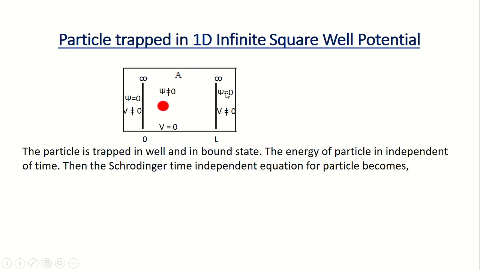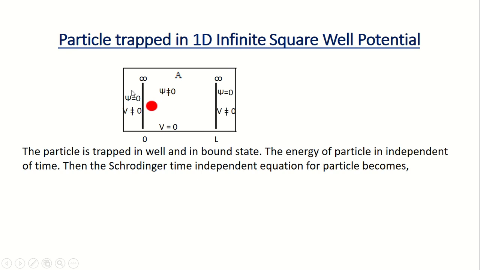Now inside the potential well, the potential is 0, and outside the potential is not equal to 0 because it requires a very large potential. Now as the particle is moving inside the well, it has a wave associated with it. So as this particle has a wave associated with it, this wave function psi cannot be 0 inside the well. But outside the well, the particle is not present, and therefore the wave function psi is equal to 0.